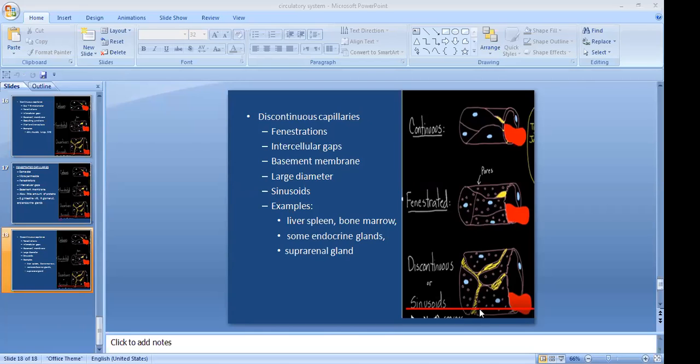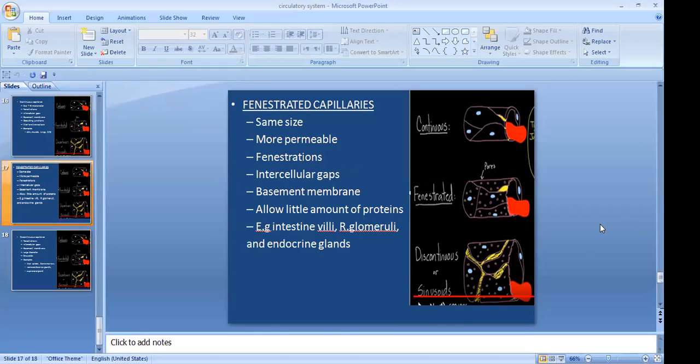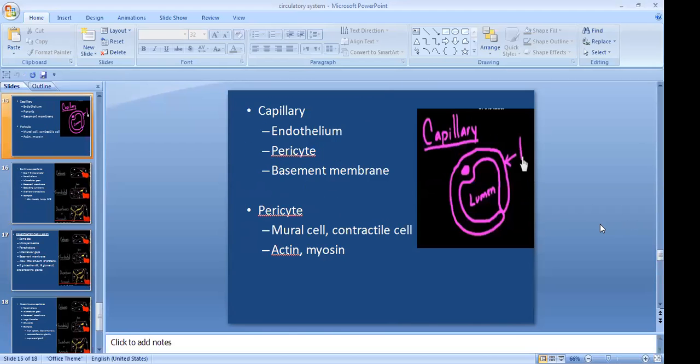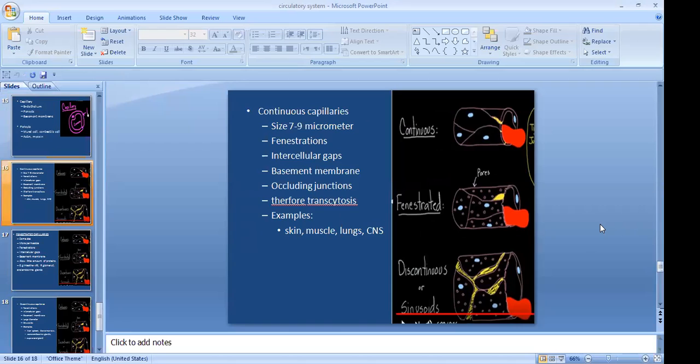So we have discussed the capillaries, and then a classification of capillaries on the basis of gaps, fenestrations, and the continuity of the basement membrane. So we classified the capillaries into continuous, fenestrated, and discontinuous capillaries.